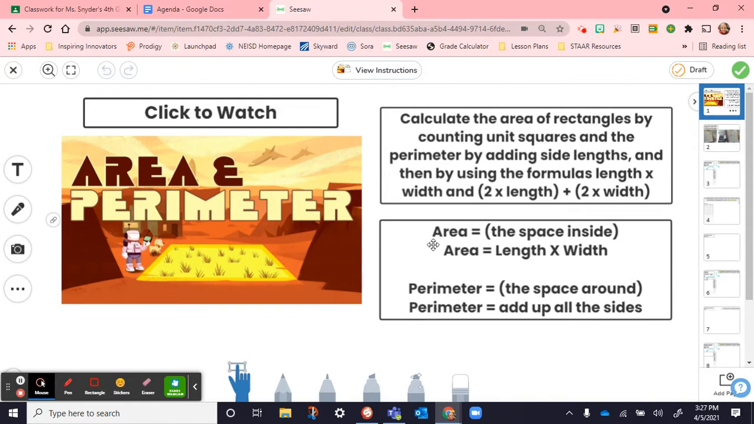So after you watch the video, make sure you pay attention to the video part when it says area is the space inside. So that's talking about, like, if this is this patch of land right here, all of this area inside is the area. And we find that by multiplying the length times the width. Perimeter, like we learned last week, is the space around that shape. So you have to add up all the sides. So take your notes on that.